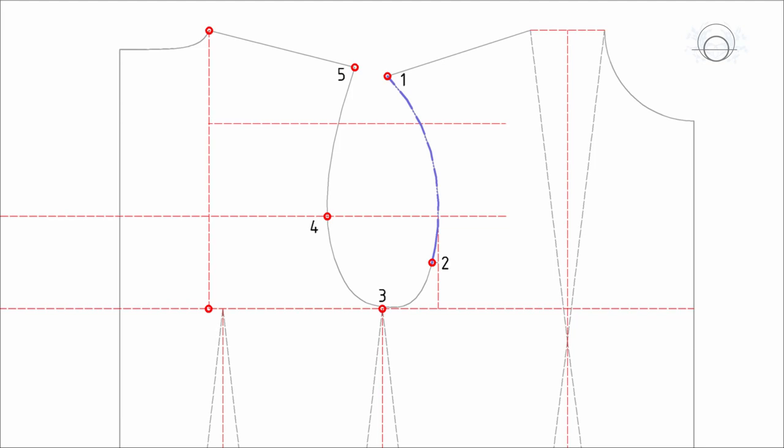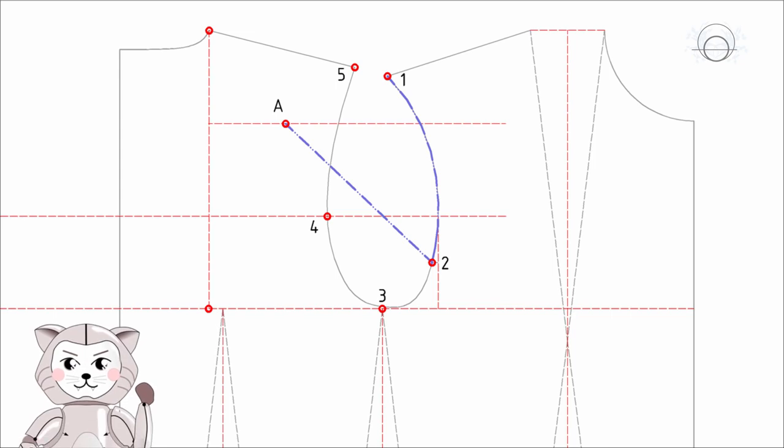Measure the curve length between points 1 and 2. You can measure the distance by using your measuring tape or your curved ruler. Draft a line using the previously obtained measurement, starting at the point 2 so that it intersects the top third line as indicated. Mark the end point with A.